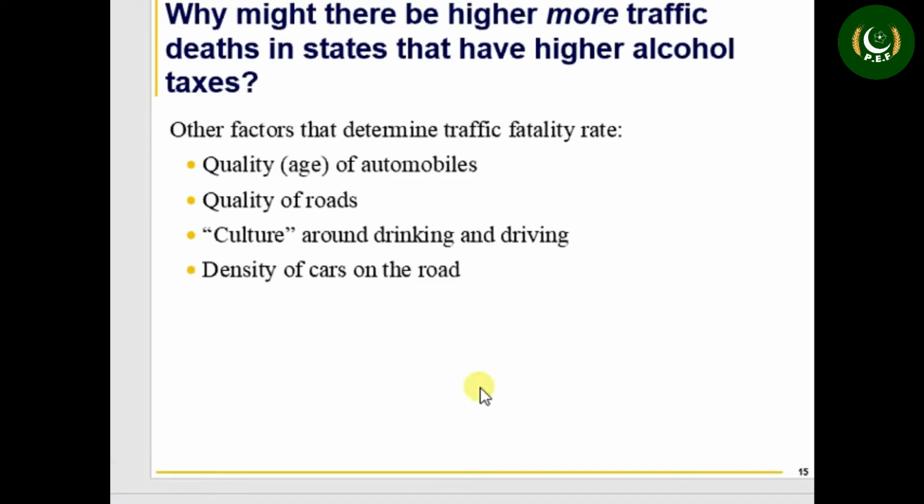How can you compare or measure the culture of Mumbai, Karachi, Dhaka, New York, London? It's difficult to measure culture. It's unobserved. Density of cars on the roads, quality of automobiles. So these are the other potential variables which should have been in the model. But if a variable should be in the model and it's unobserved, then what can we do? So that's what we are going to see here.